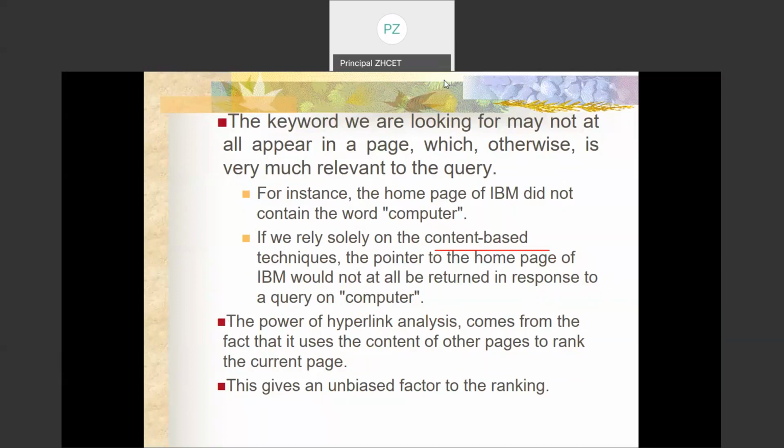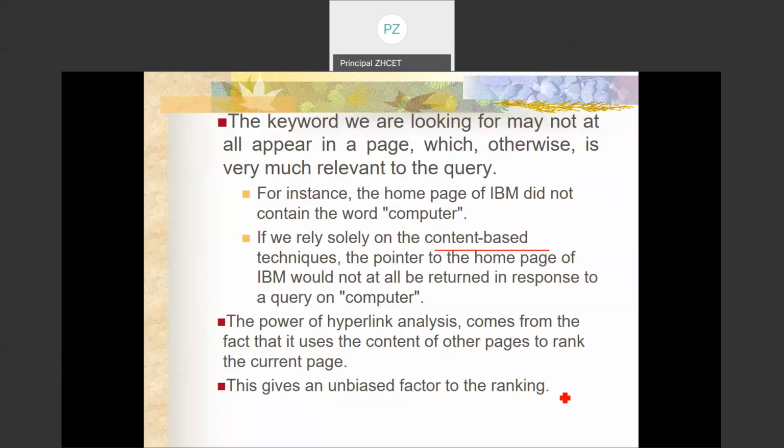So those problems have to be done away with somehow. Okay, so how to remove these problems? In order to remove those problems, we have the power of hyperlink analysis. It comes from the fact that it uses the content of other pages to rank the current page. This gives an unbiased factor to the ranking.